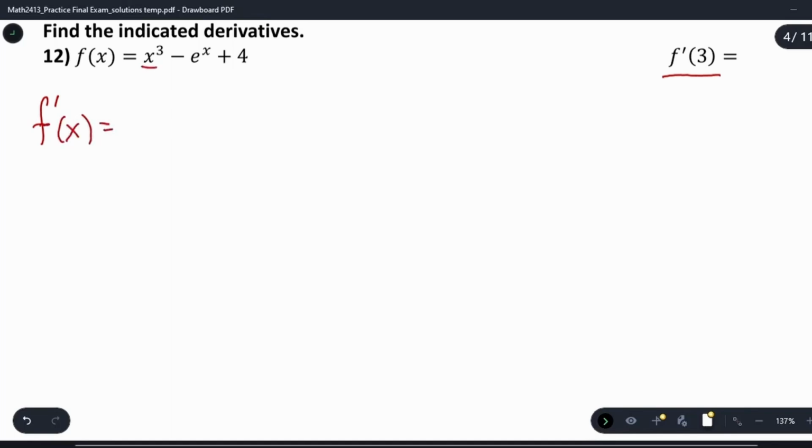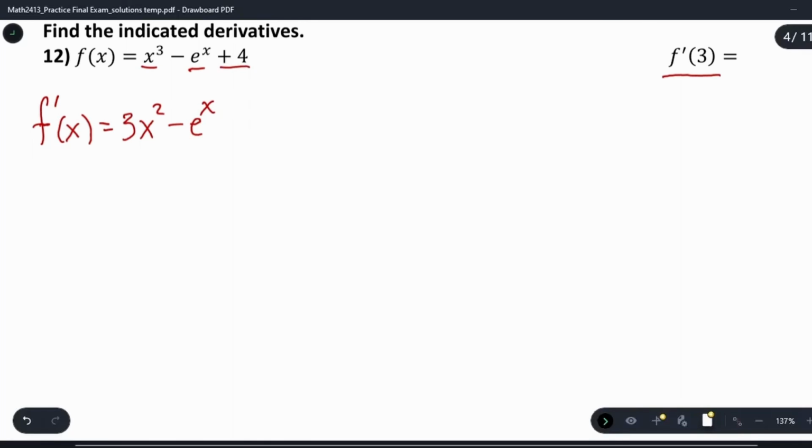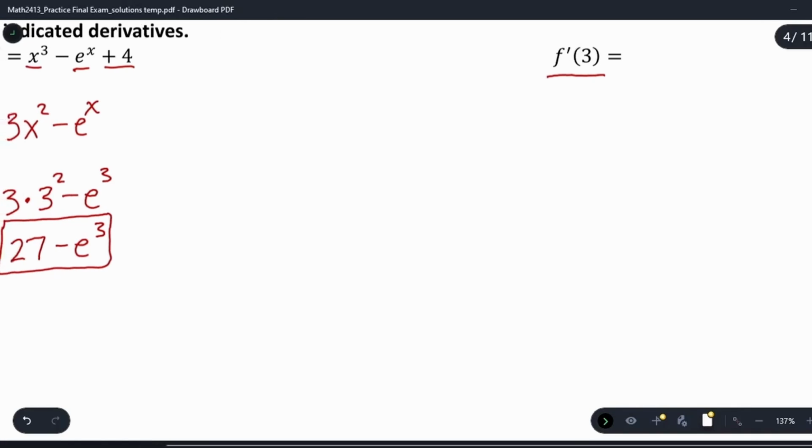The derivative of x cubed is 3x squared using the power rule. The derivative of e to the x is itself, since the exponent is just x, and the derivative of a constant is 0. And now we can evaluate at 3, giving us 3 times 3 squared minus e to the third. 3 squared is 9 times 3, that's 27 minus e to the third, and that would be our exact answer.